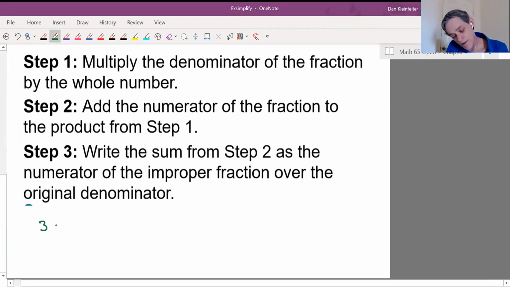Okay, so let's say we had 3 1/2, and we want to change that to an improper fraction. Step 1, multiply the denominator of the fraction, that's 2, by the whole number, 2 times 3, that's 6. Step 2, add the numerator of the fraction to that product. So 3 times 2 is 6, plus 1 is 7. Write the sum from step 2, that's the 7, as the numerator of the improper fraction over the original denominator, which was a 2. Okay, so that's it. More examples.